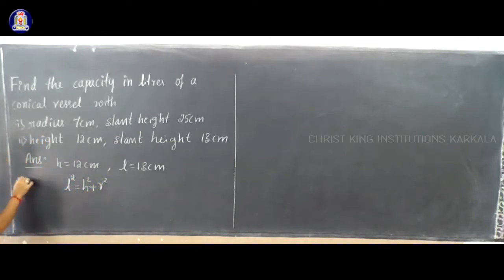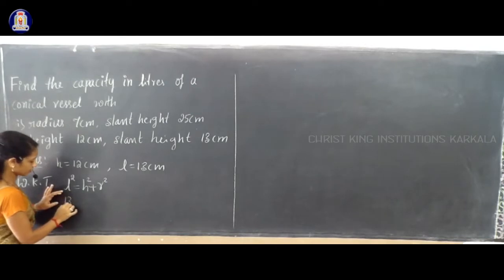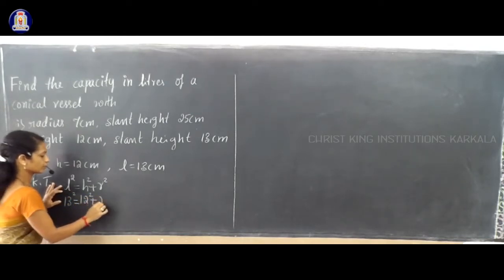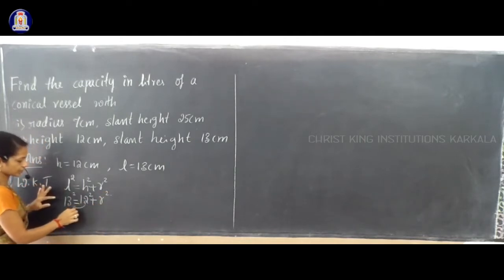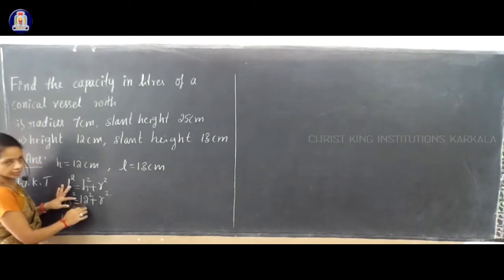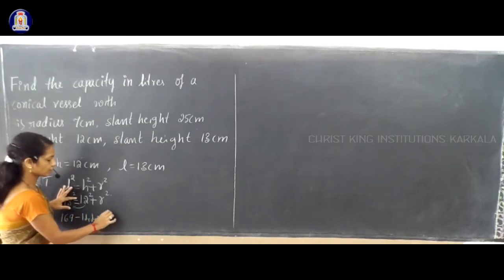Square. Okay, so we know that, and replace the values which you know. L square, that is 13 square, is equal to h square, 12 square, plus R square, which we have to find. Now take 12 square to the left side. 13 square is 169, 12 square is 144, and take that to the left side as minus 144, that is equal to R square.